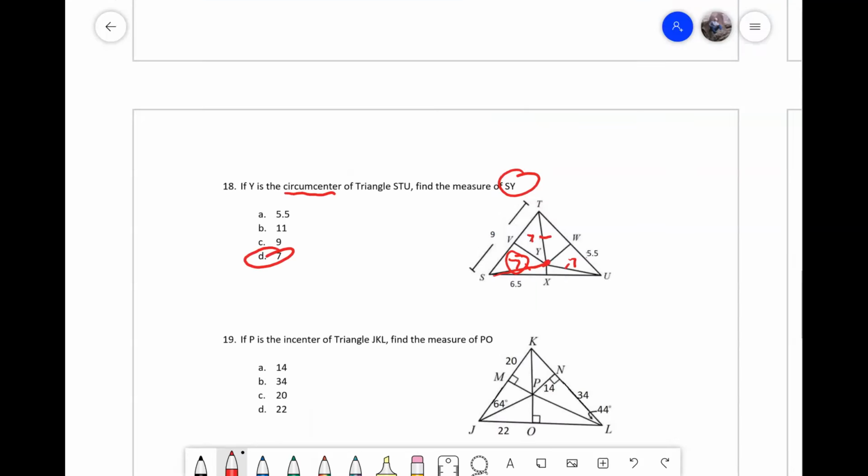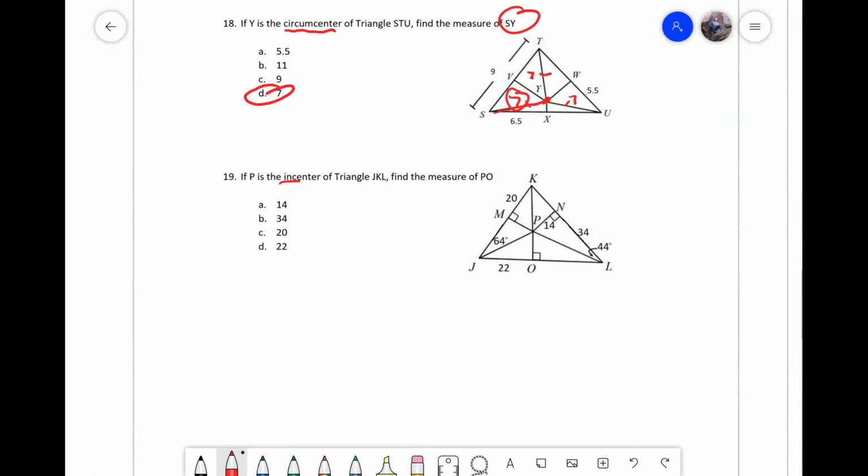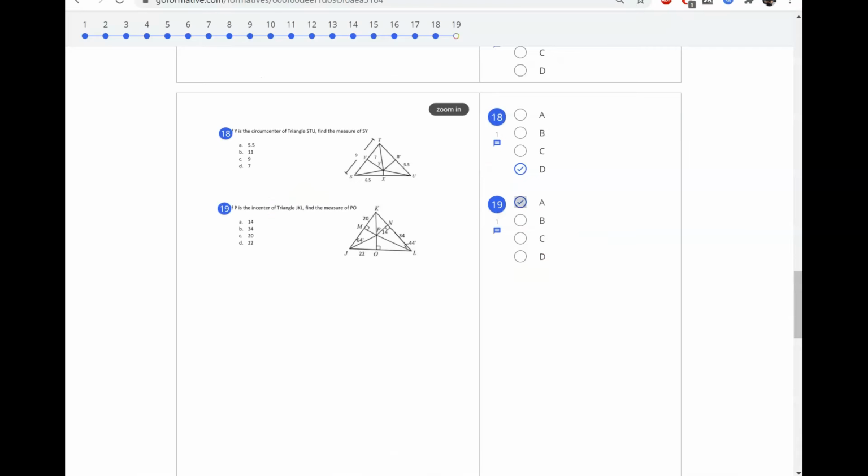Last but not least, number 19, P is the incenter. Now when you read on your cheat sheet, the incenter is equal distance to each side. So each one of these little segments is congruent. So if PN is 14, then this is 14, this is 14, so PO is 14. So that means 19 is A.